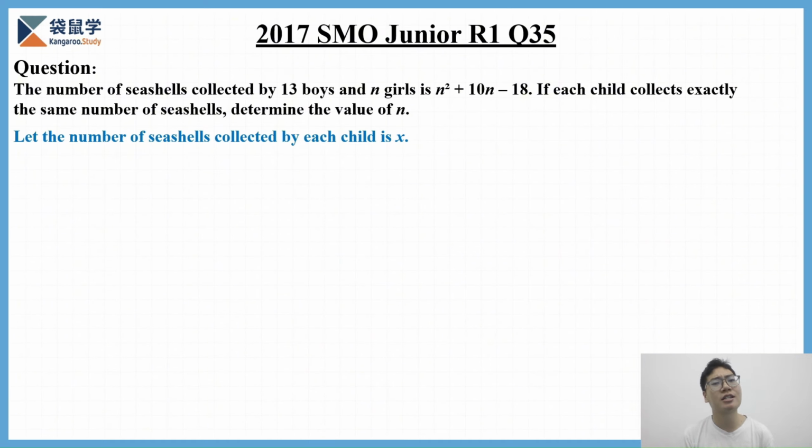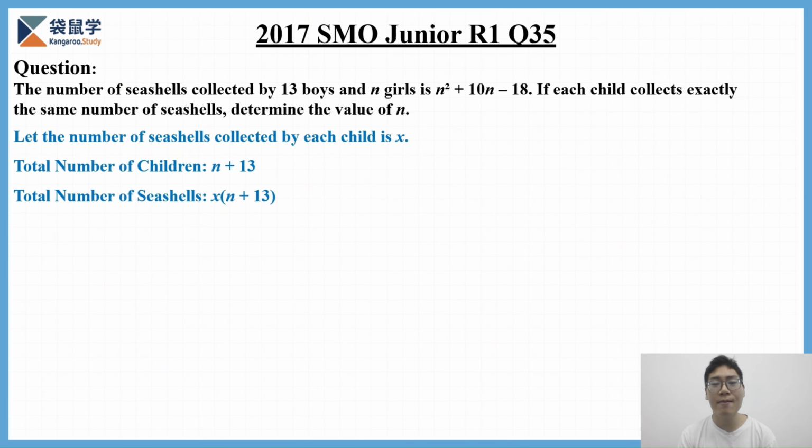How can we express the total number of seashells collected? Some of you might answer that we can calculate the total number of seashells collected by boys and then add this to the total number collected by girls. This is a very good approach. On top of that, since the number of seashells collected by each child is the same, we can calculate the total number of children first and then multiply it by x. So what is the number of children in this question? Yes, it is n plus 13. Multiplying this by x, we get x times n plus 13.